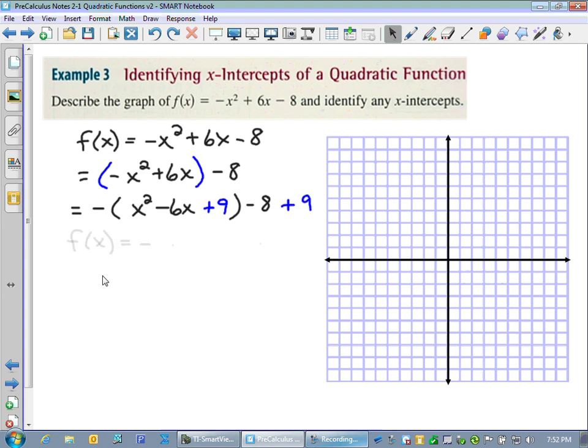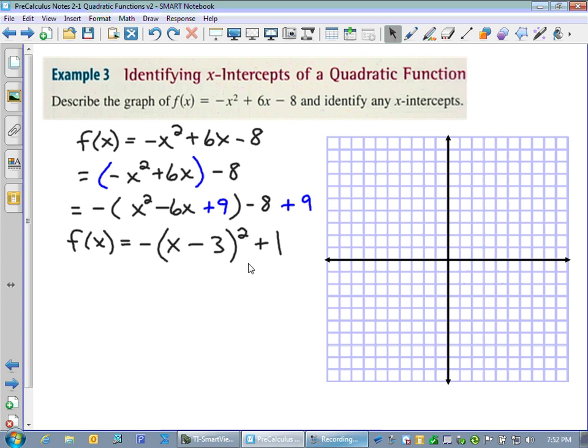But if you did that right, you should have f of x equals the negative of, and then this trinomial will factor to become a perfect square binomial. And when we do that, we're going to take the square root of x squared to get x, the square root of 9 to get 3, and then the sign in the middle is the sign in the middle. So it's x minus 3 quantity squared. And then combining the like terms, negative 8, positive 9, combine to be a positive 1. So this is our standard form.